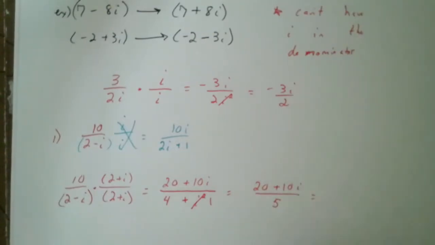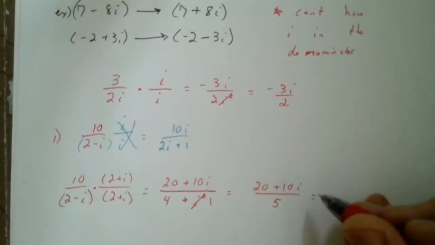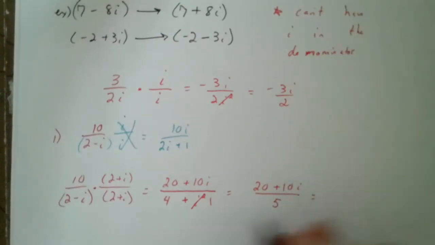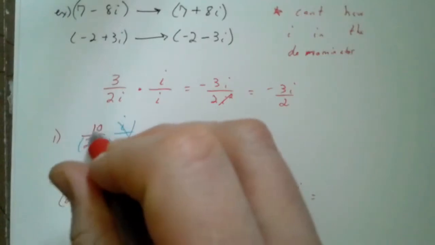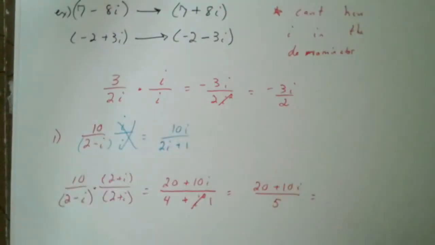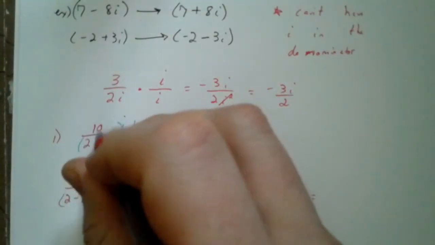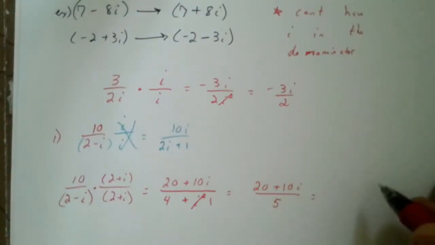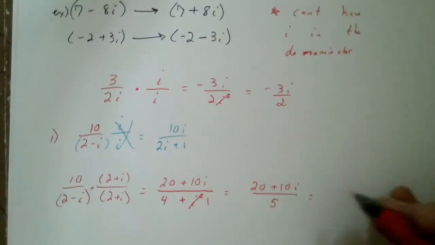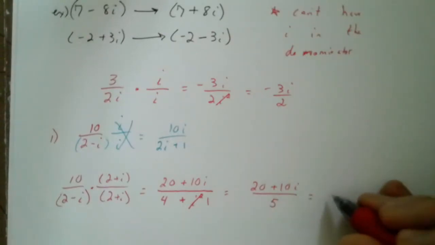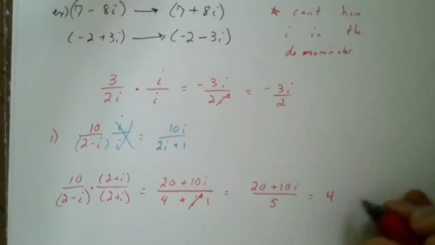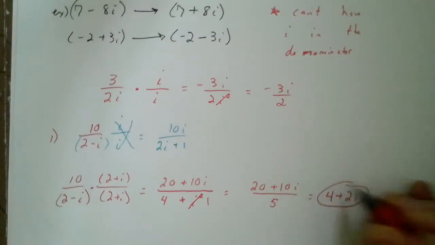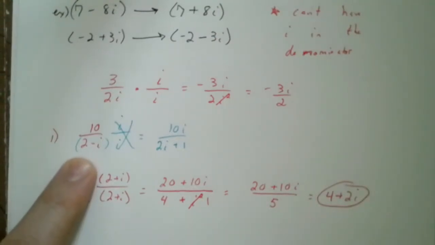Now here that's not enough. We've got to go ahead and simplify this. Now don't mess up here. A lot of students back at the beginning would say, oh, 10 minus 2, I can make that 5. No, you can't. All three numbers have to be divisible by the same thing. Here 20, 10, and 5 are all divisible by the same number, which is 5. So 20 divided by 5 is 4. 10 divided by 5 is 2. So I get 4 plus 2i. So here, the original problem, 10 divided by 2 minus i, is equal to 4 plus 2i.